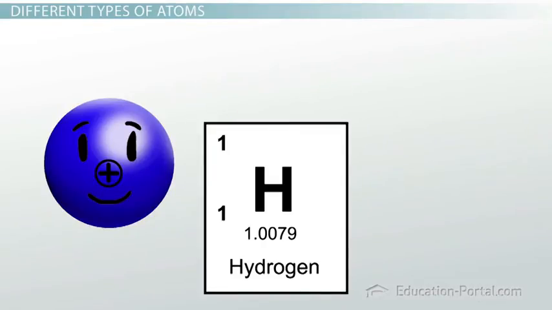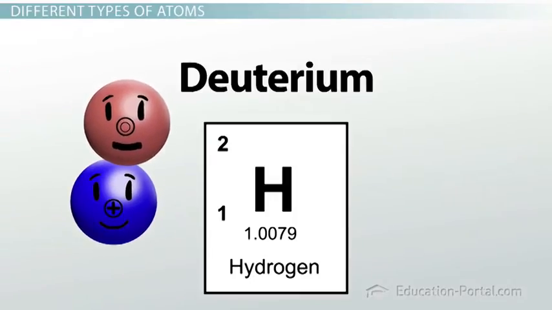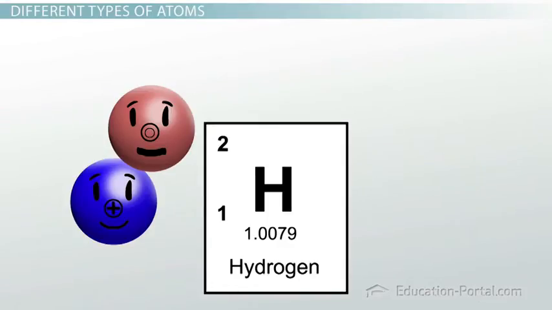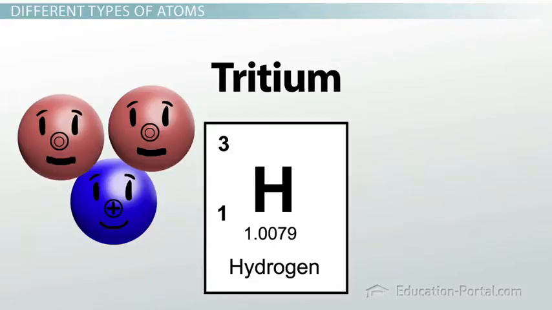The next most common isotope is called deuterium. Its nucleus contains 1 proton and 1 neutron, so it has a mass of about 2 AMU, 2 atomic mass units. It makes up less than 0.02% of the population of hydrogen atoms. The last isotope is called tritium, and it has, as you may guess, still only 1 proton, but it contains 2 neutrons in the nucleus, giving it a mass of 3 AMU, 3 atomic mass units. There is very little tritium that exists, and it's very unstable.